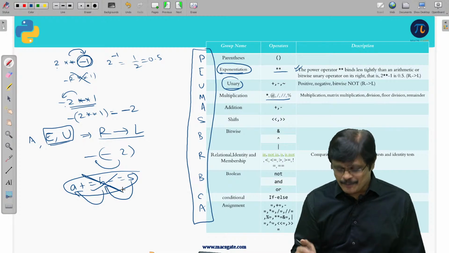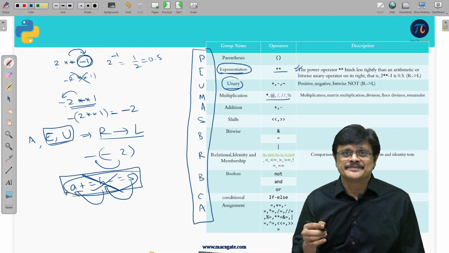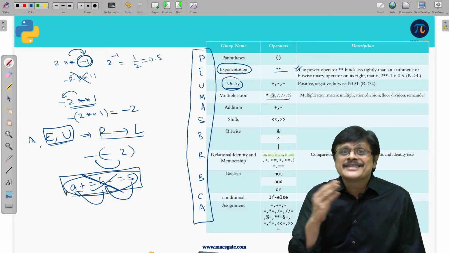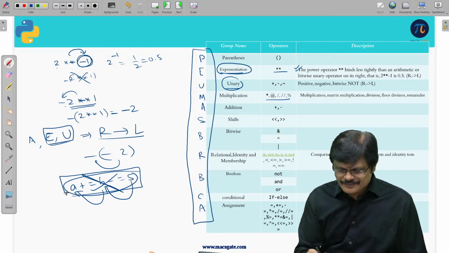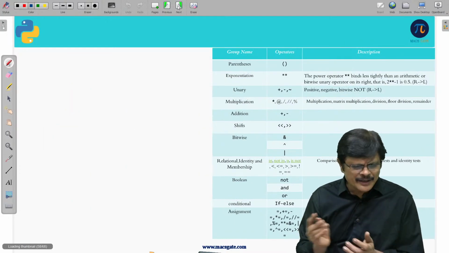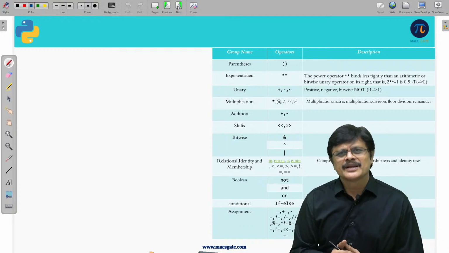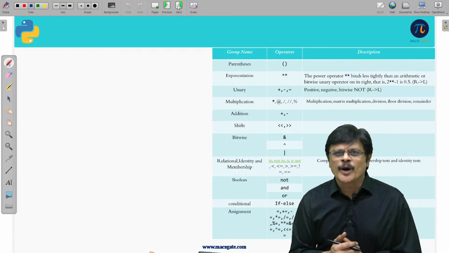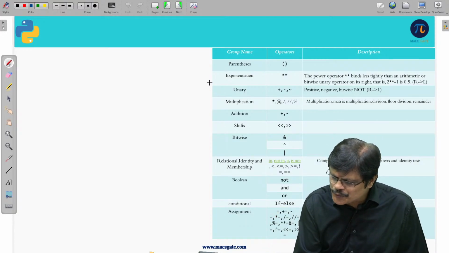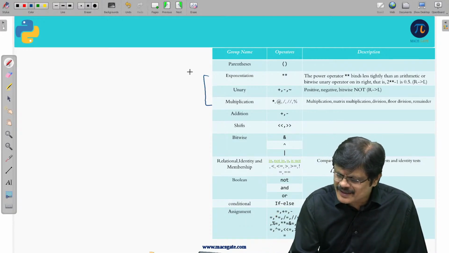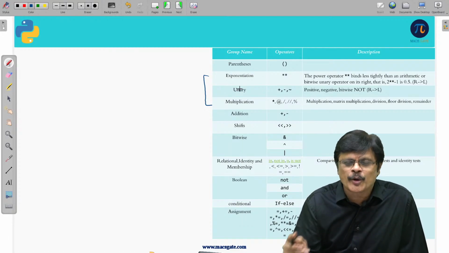Am I clear? Because whenever such chaining is happening, then you have to mention whether it is right to left or left to right. Please note that, my dear friends. You can take some problems here with precedence of operators. I'll try to come up with some more problems. Please practice them. I want you to note this very correctly, because this precedence is very important.